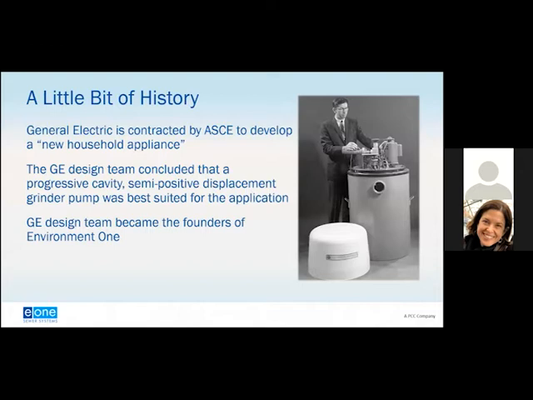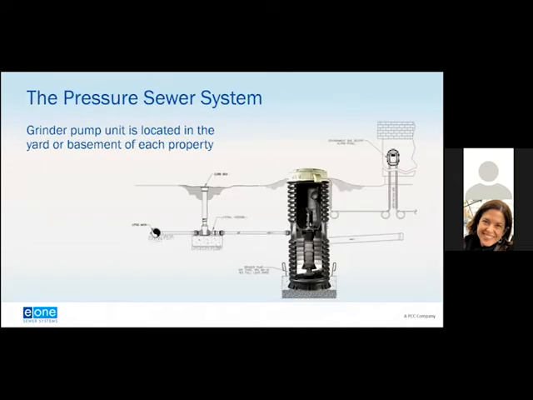And that team concluded that the progressive cavity semi-positive displacement grinder pump was best suited for this application. As we go through today's presentation, you'll see some examples and some reasons why this positive displacement grinder pump was viewed as being best suited for the application. And then down the road a little bit more, I don't know why the General Electric did not move forward with the concept, and the General Electric design team ultimately moved down the road a little bit and founded the Environment One Corporation.